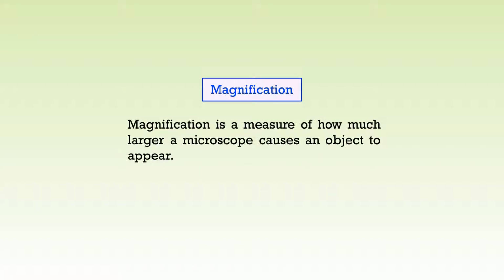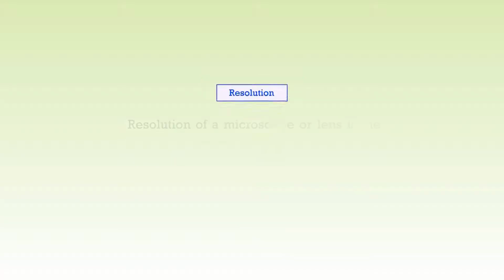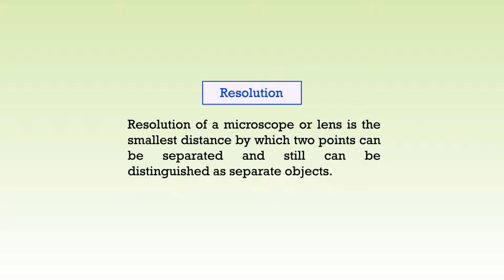There are two parameters, magnification and resolution. These are very important in microscopy. Magnification is a measure of how much larger a microscope causes an object to appear, and the resolution of a microscope or lens is the smallest distance by which two points can be separated and still be distinguished as separate objects.